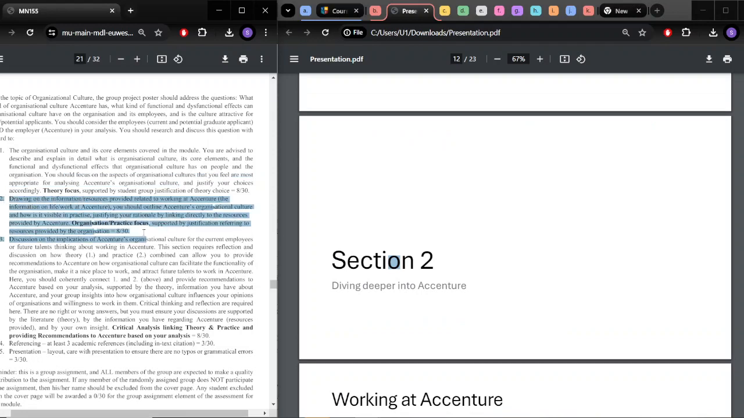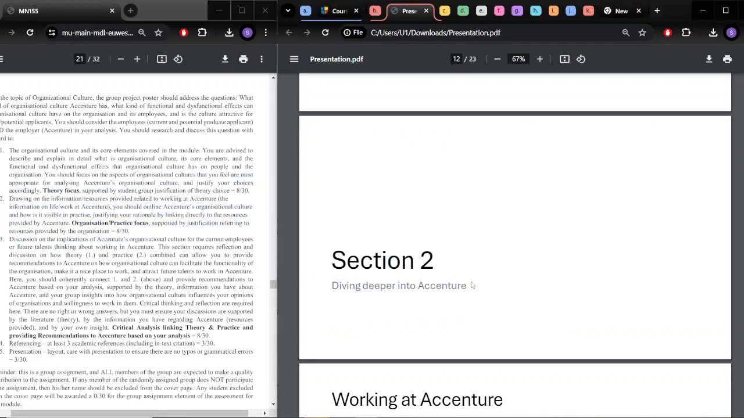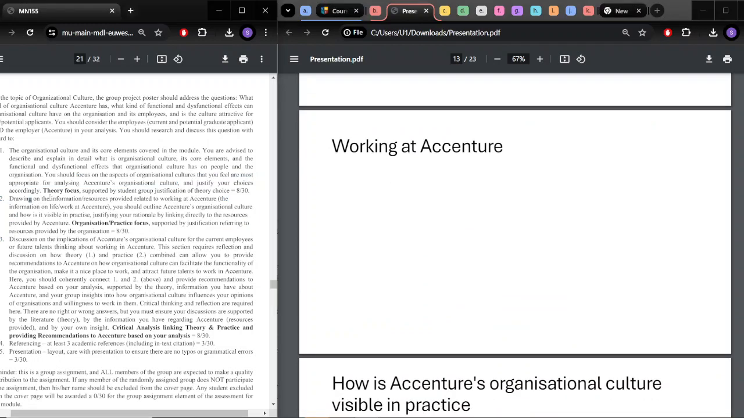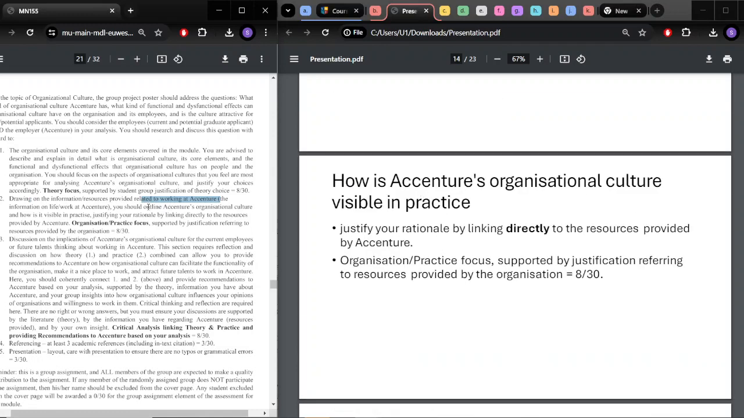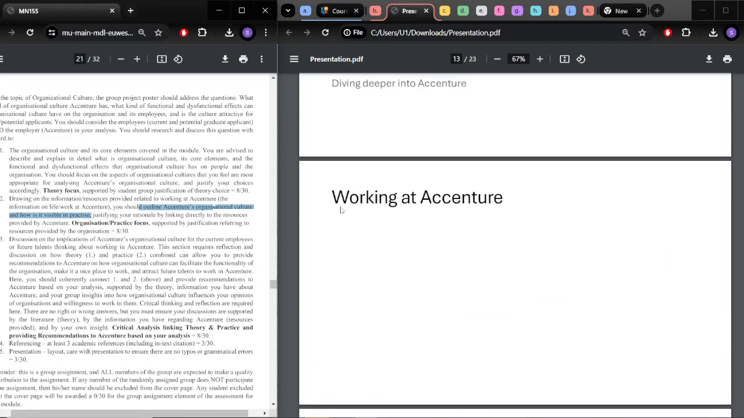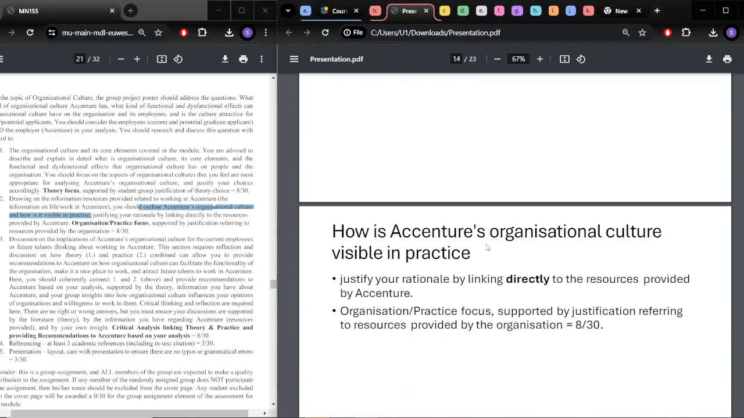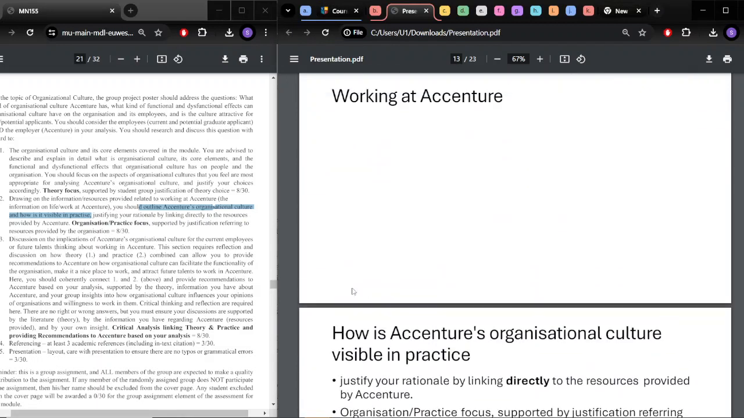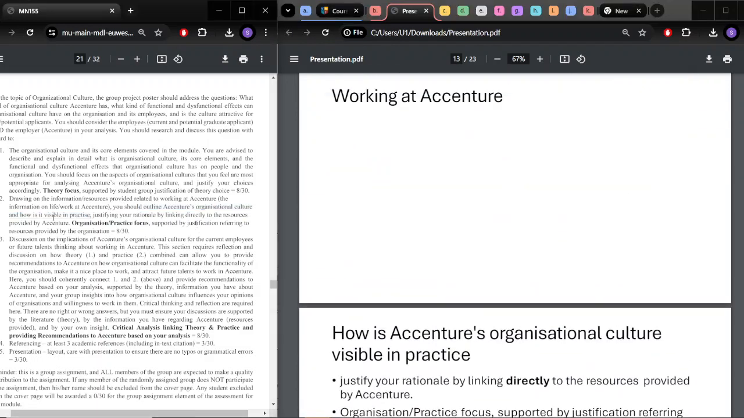So then section 2 is this part. All right? So we're diving deeper into Accenture. So it essentially says the information related to working at Accenture, okay? Outline Accenture's organizational culture and how it is visible in practice. So outline their culture, what it's like to work there. How is it visible in practice? And that's it for that one, really. And link directly to the resources provided by Accenture.